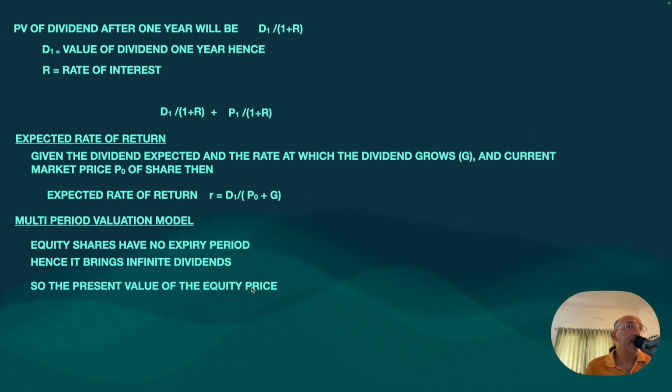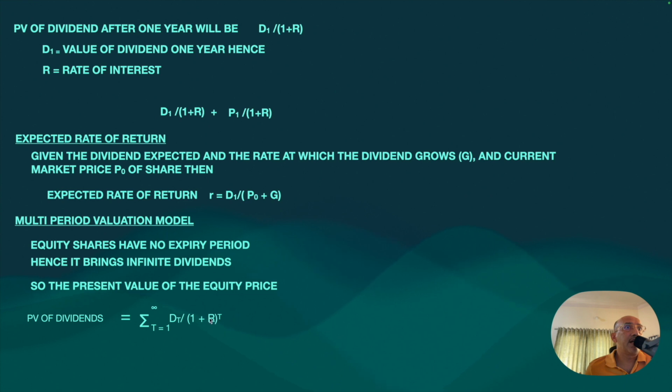So the present value of the equity price will be, first we have to calculate the present value of the dividends. If we take T as the first year, since the company is going to give you dividends infinitely, this symbol is summation. Summation of T equal to 1 up to infinity of Dt. So if T is equal to 1, after 1 year you will get a dividend D1 divided by 1 plus R to the power of 1. This will be the present value of the first year dividend. Again, D2 divided by 1 plus R to the power of 2.